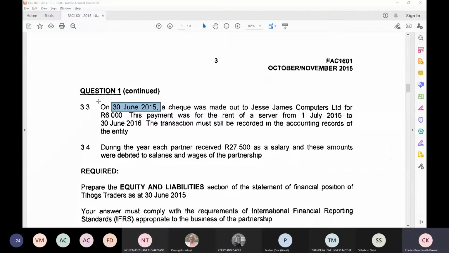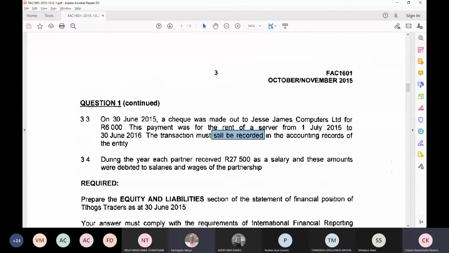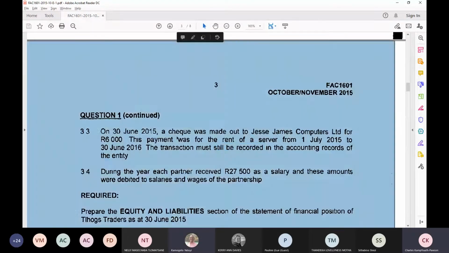Guys, all the things that you are saying is accurate, except for one thing. They say here the transaction must still be recorded. So it hasn't been recorded yet. The problem would have been if it was recorded, because then it would have been a prepayment, and then my profit should have been increased because it's rent for next year. It isn't the current year's rent, so it shouldn't be included in the current year's expenses. So that means the bank will be decreased. Wouldn't the bank be decreased?